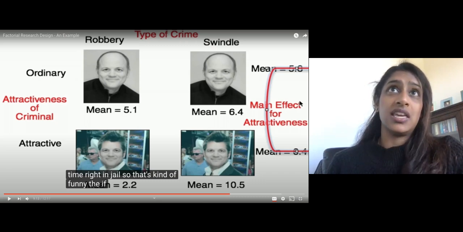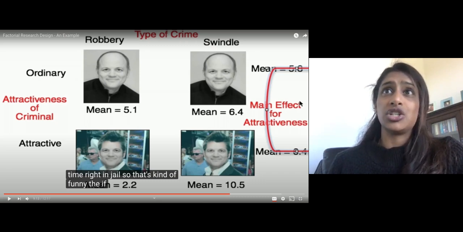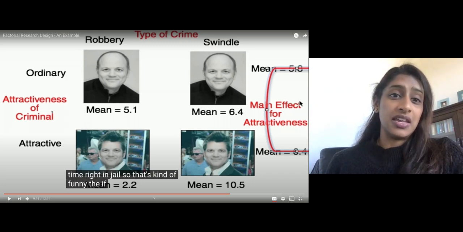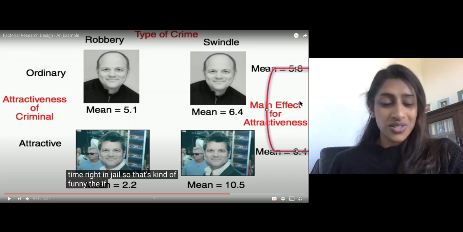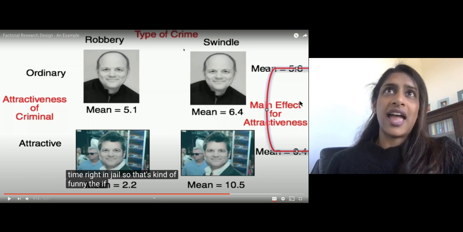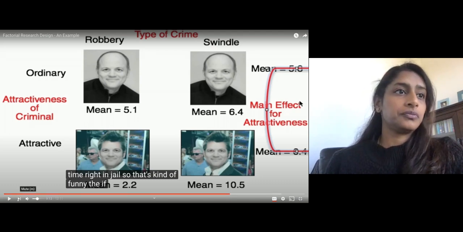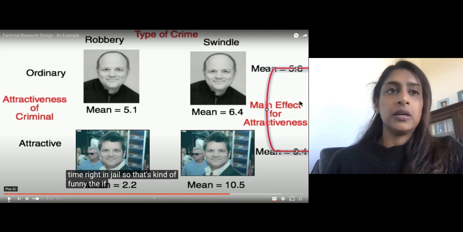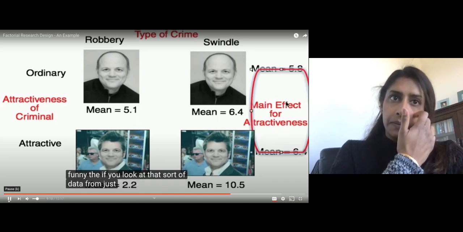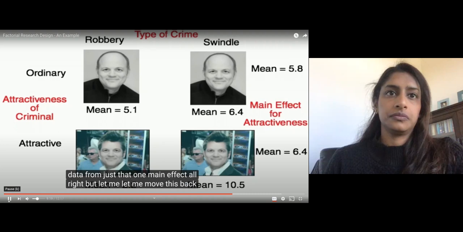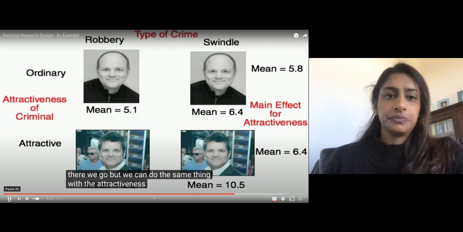So now we're taking a look not only at the relationship between what the type of crime is and the attractiveness of the individual, but we're also taking a look at the main effect, which are the independent variables on their own. So let's go back to our video quickly. If you look at that sort of data from just that one main effect. All right, but let me move this back. There we go.